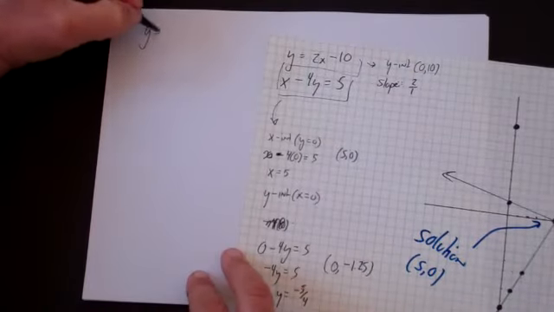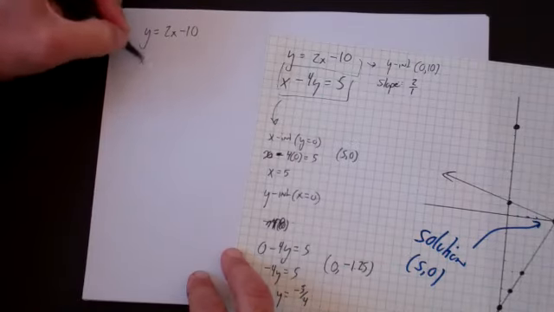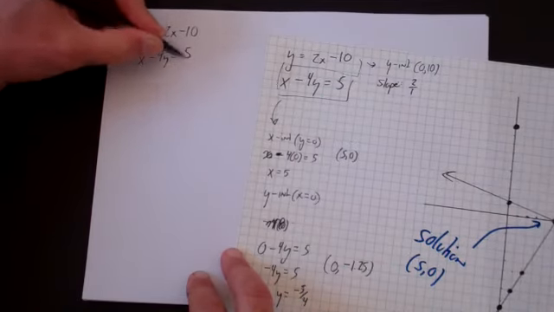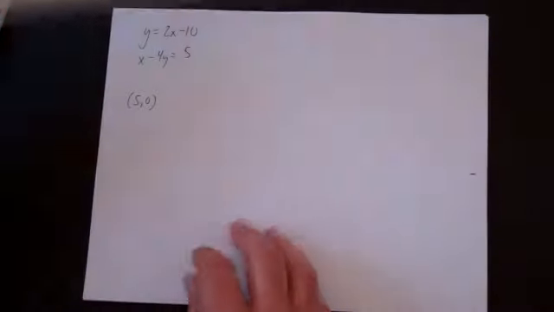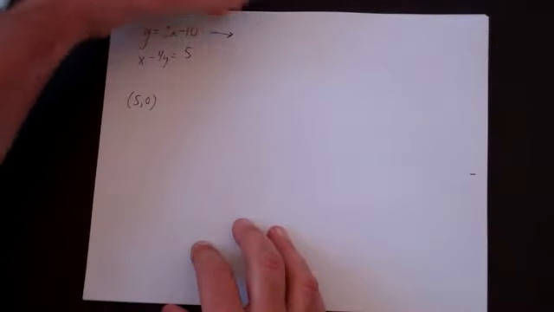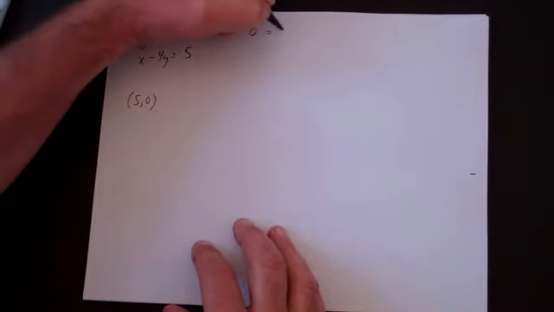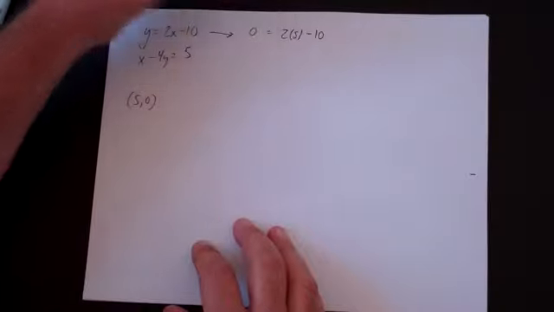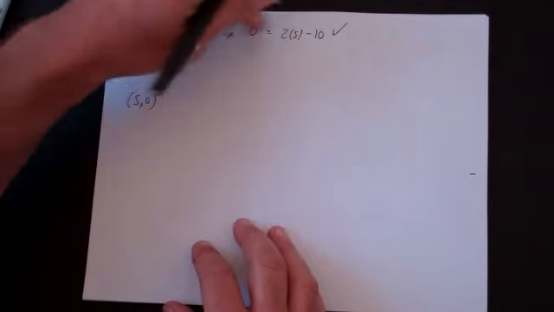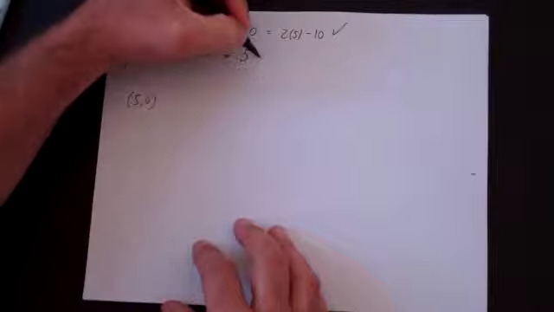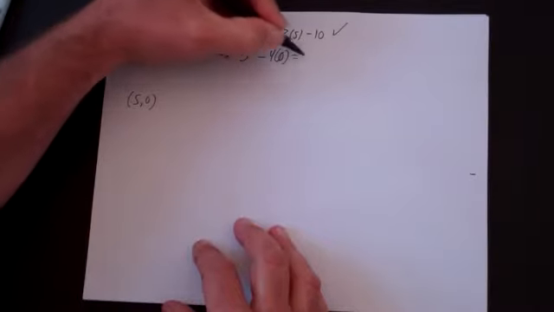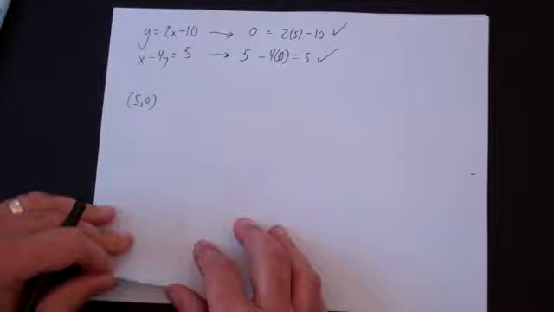Let's go ahead and do that. Our original problems were y is equal to 2x minus 10, x minus 4y is equal to 5. We're checking the solution (5, 0). Now, if it's an approximate solution, it won't be exactly true. Let's plug that in, and you get 0 is equal to 2 times 5 minus 10. That checks, right? 0 is equal to 0. And then let's plug it into the other equation. Remember, you always have to plug it into both equations. So that's 5 minus 4 times 0 is equal to 5. And that seems to be right as well.